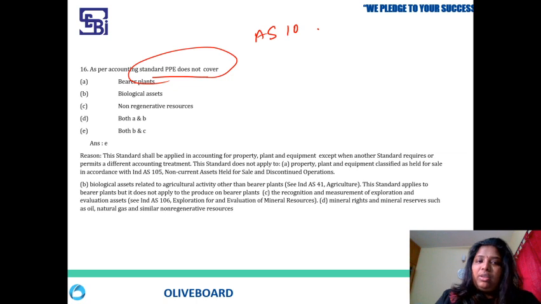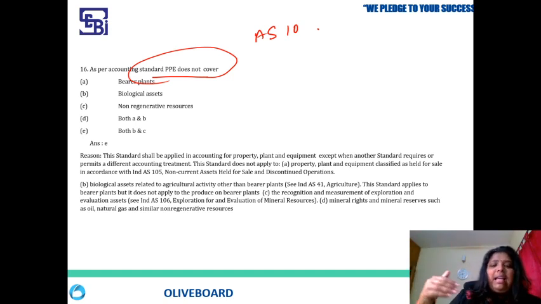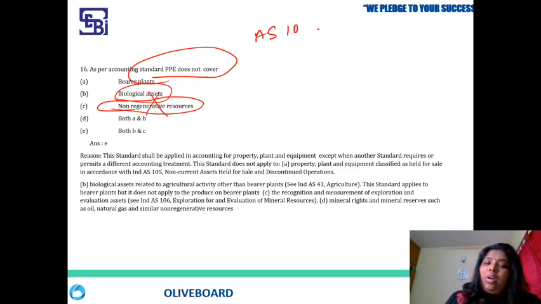So this question is one of its kind, which asks that AS 10, which is not applicable. AS 10 is nothing but PPE, plant, property and equipment. So AS 10 is not applicable for what? There are around 3-4 items, guys. I've given in the explanations also. In this option, the answer is both B and C, that is biological asset and non-regenerative resources. These two things are not covered under PPE.